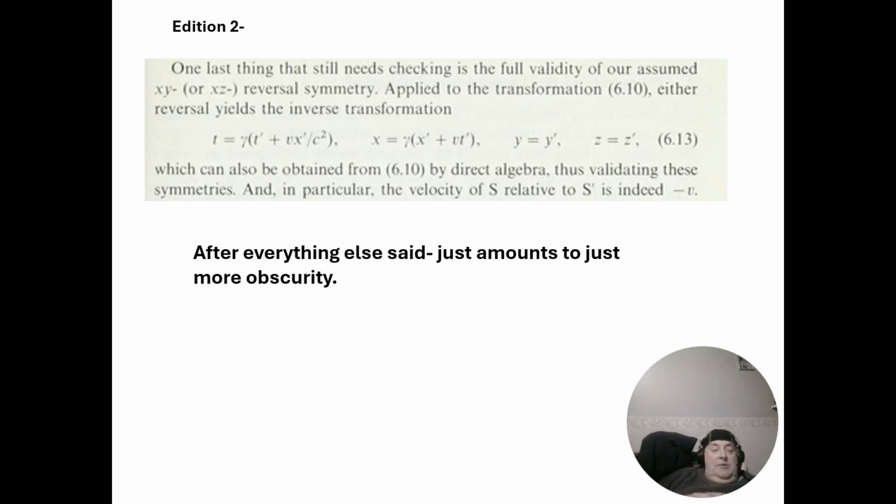Edition 2 of the book then carries on. "One last thing that still needs checking is the full validity of our assumed XY or XZ reversal symmetry. Applied to the transformations 6.10, either reversal yields the inverse transformation." And what we're talking about here is the inverse Lorentz transformations. And everything else said just amounts to more obscurity on that bit. Whatever's going on, it's just making it more obscure.